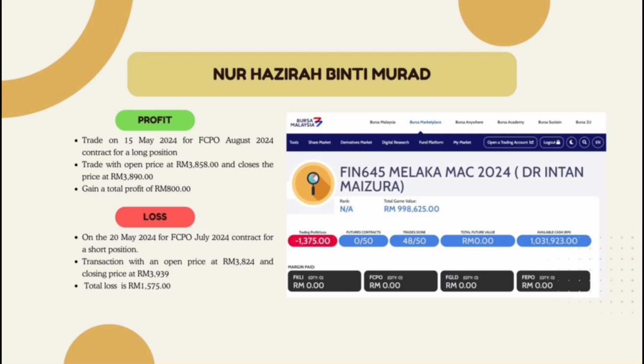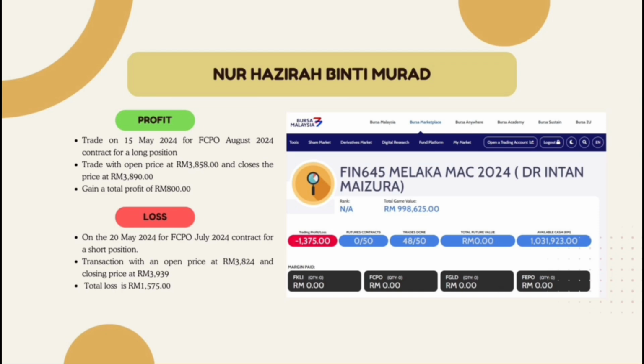I made 48 over 50 trades, and during the game, I made some losses and profits. The most profitable transaction made by me was on 15 May for the FCPO August 2024 contract, which I made a long position because I predicted that the price would increase. Therefore, I did the transaction with an open price at 3,858 ringgit and closed the price when it increased to 3,890 ringgit. Thus, I managed to gain a total profit of 800 since the price of FCPO increased.